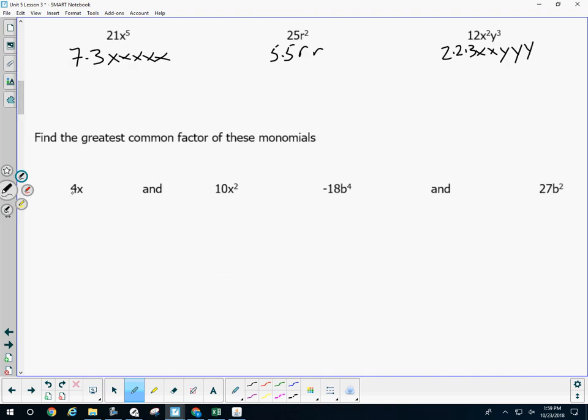There's a reason you did 2 times 2: because 2 times 2 is 4. We can just write it as 4 times 3, but 4 can be written as 2 times 2, just to break it down into prime numbers. Okay, 4x and 10x squared. I can write 4x as 2 times 2 times x, and 10x squared is 5 times 2 times x times x.